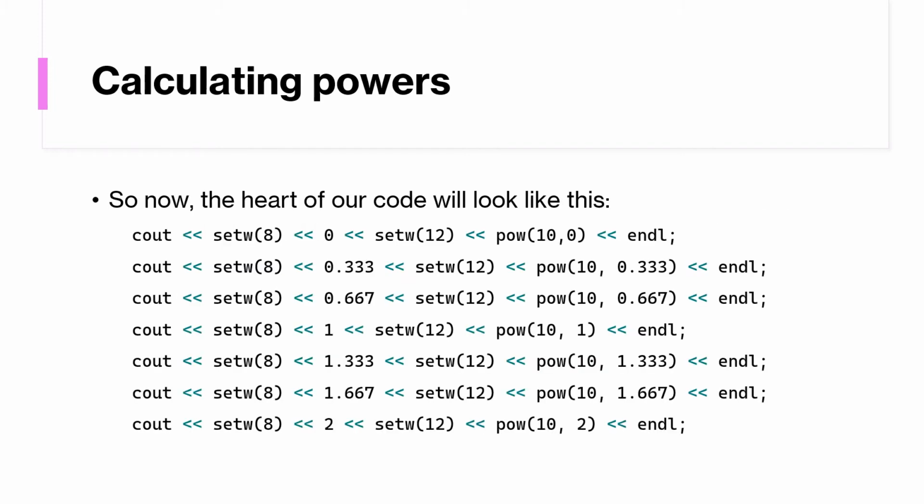So now the heart of our code will look like this. We'll set width 8 for the first column, and we'll print 0, 0.333, 0.667, 1, 1.333, 1.667, 2. Then we'll set width 12 for the next column, and there we're going to print pow 10, comma, and whatever our power is. So 10 to the 0, 10 to the 0.333, 10 to the 1.333, all the way up to 10 to the 2, which we know should be 100.